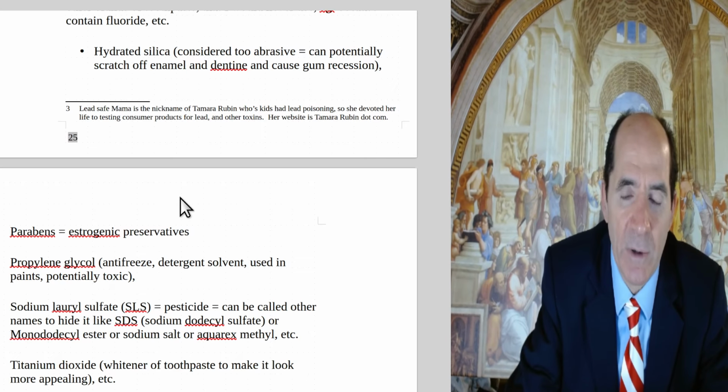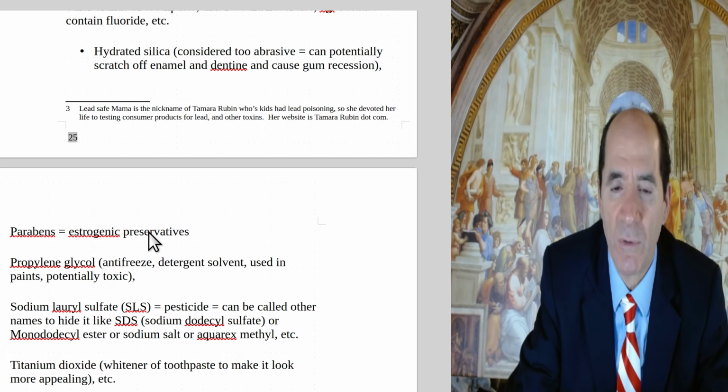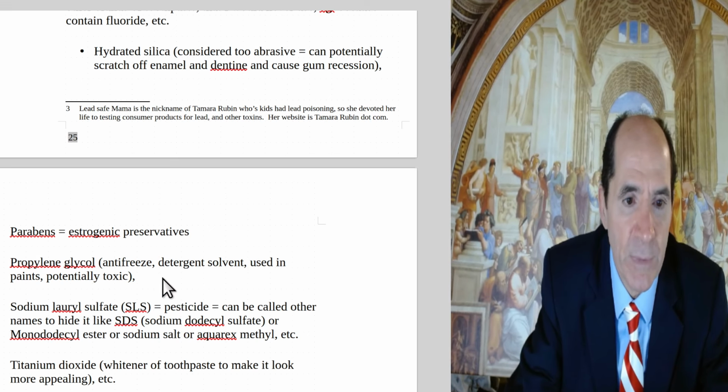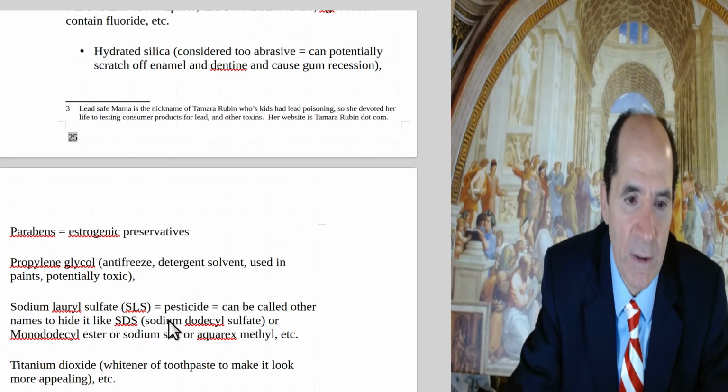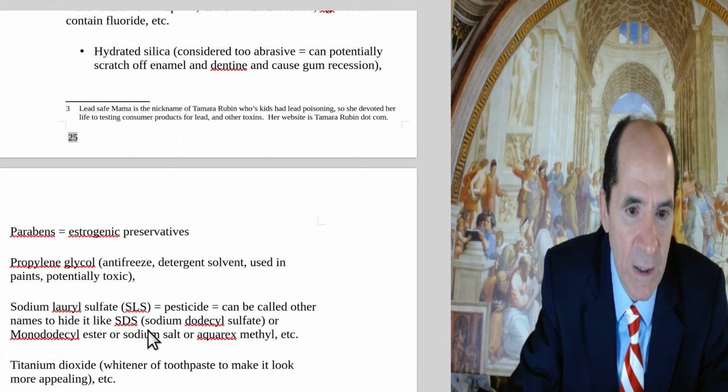There was a whole documentary about her and her experience, and she gave some talks over at that Silicon Valley Health Institute place. These are other things in toothpaste. Parabens, they're estrogenic, I don't want that. Propylene glycols like antifreeze, detergent, solvent can increase your risk of leaky gut. They use it in paints.